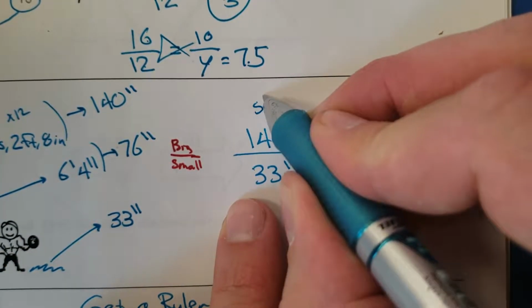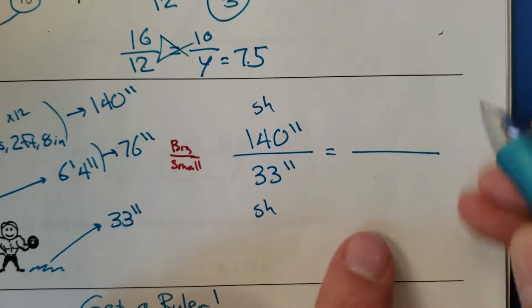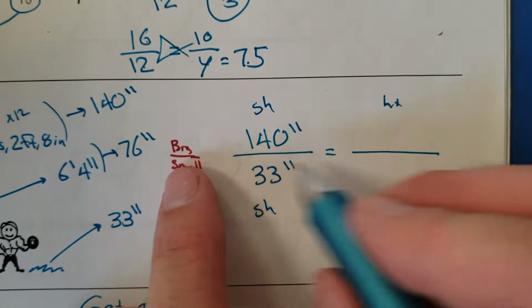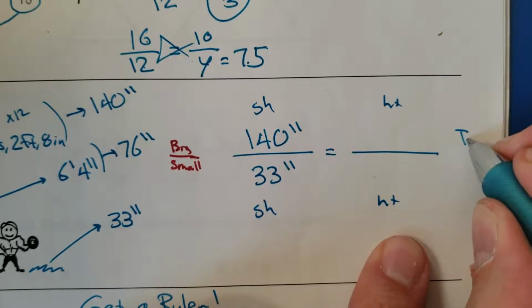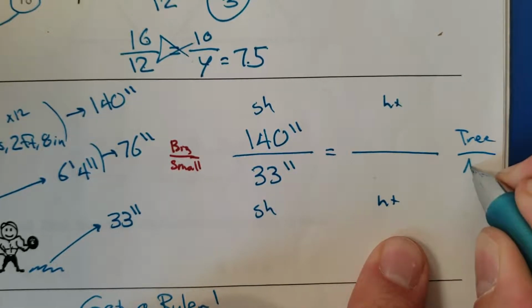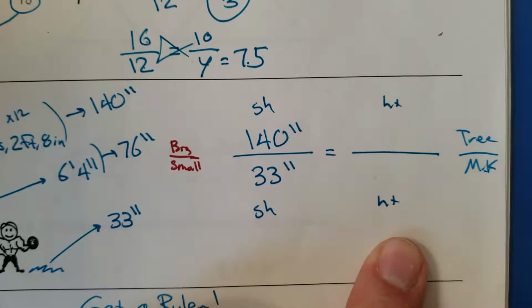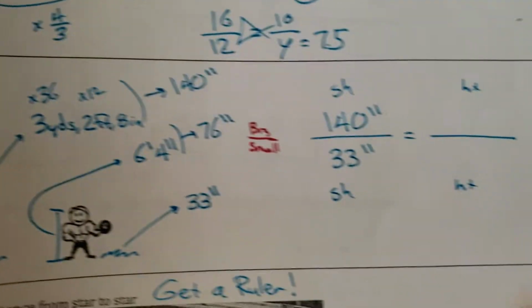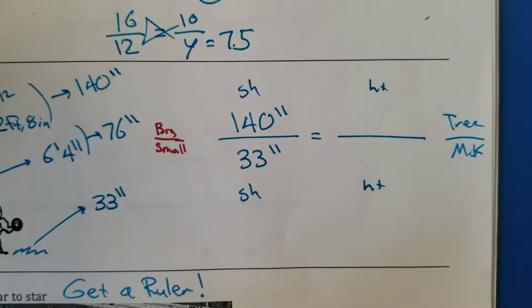All right, so shadow, shadow, height, height. Big over small. So the tree's information is going to go on top. And just kind of spelling it out, and then I think that's Mr. K. I think in other story problems I say this is me. So this is a question right out of the skill checks, by the way, or sorry, checkpoints. That's what their name is now.